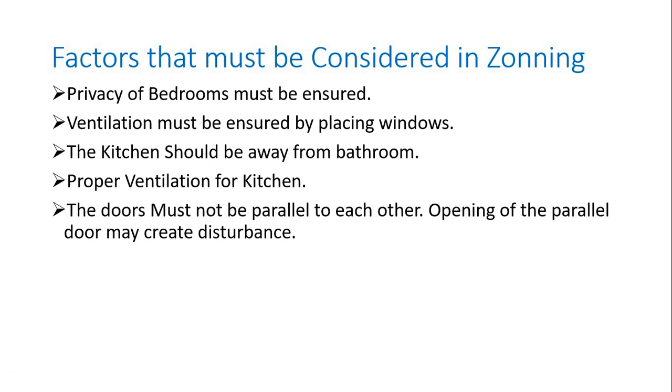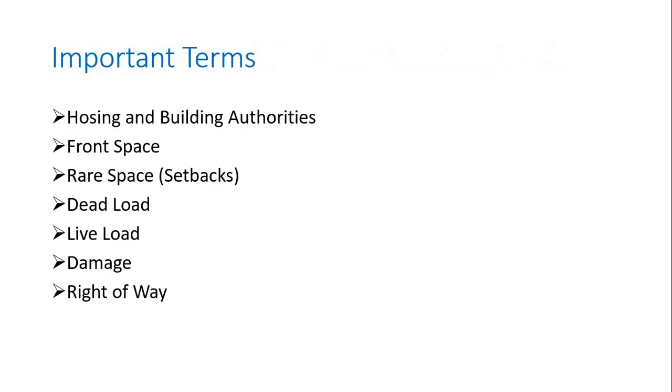For example, we should ensure the privacy of our bedrooms, and ventilation must be ensured, and the kitchen is the one thing which needs the most ventilation. So we will place our kitchen according to our area's climate condition, because it needs much ventilation, because we will be cooking in our kitchen. And at the last, doors must not be parallel to each other, as I have already specified. So in this way we can make a floor plan.